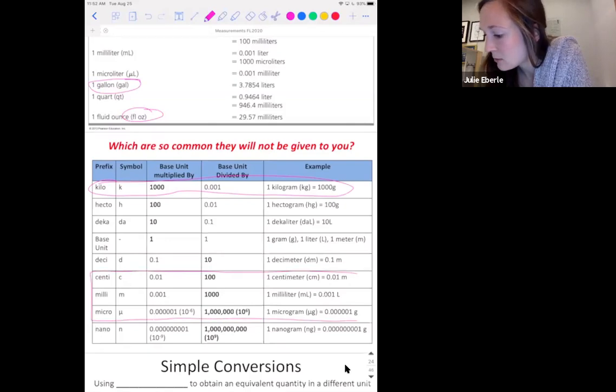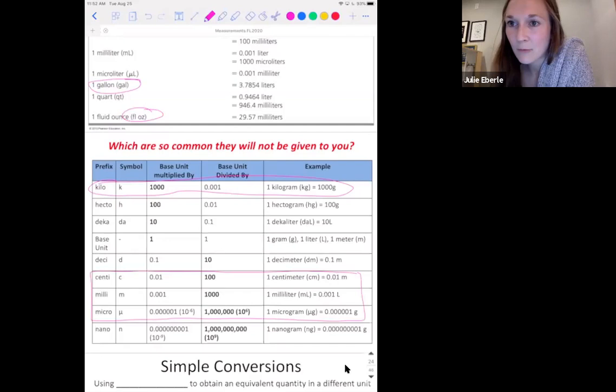I'm not asking you to memorize the relationship for nano. If I want you to perform something on an exam with nano, I'll give you the relationship. I'll say a nano is 10 to the power of 9 grams or whatever. So those four, kilo, centi, milli, micro, familiarize yourself with those prefixes and their relationship to the base unit. Questions so far?